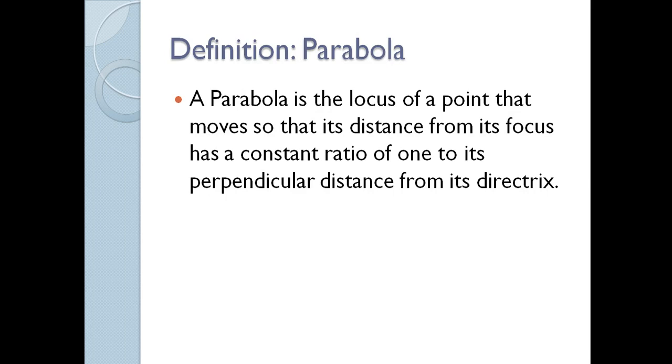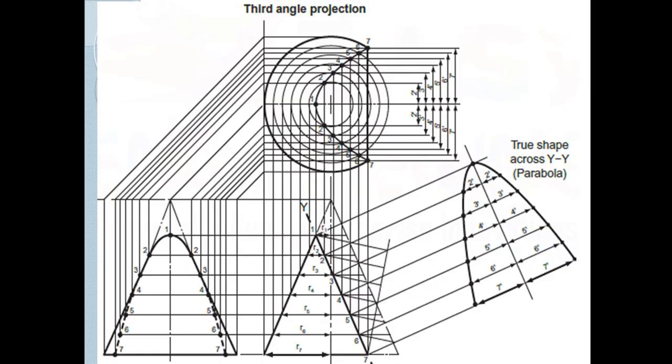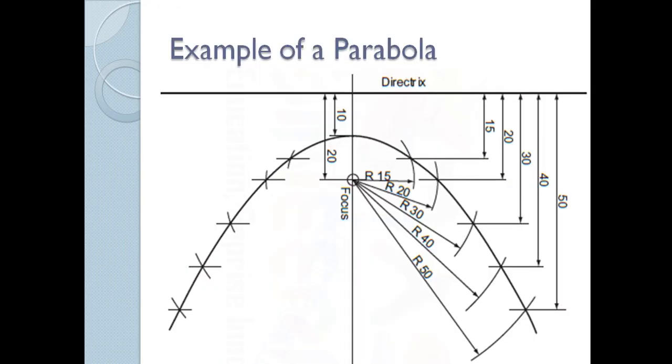A parabola is the locus of a point that moves so that the distance from the focus has a constant ratio to the perpendicular distance from the directrix. So basically, if you have 10 here, you have 10 here. So the ratio remains the same. If you go 15, distance 15. Distance 20, 20. So it's a 1-to-1 ratio. No matter what distance you pick, it will be the same distance from the directrix and the same distance to the focus along that point.